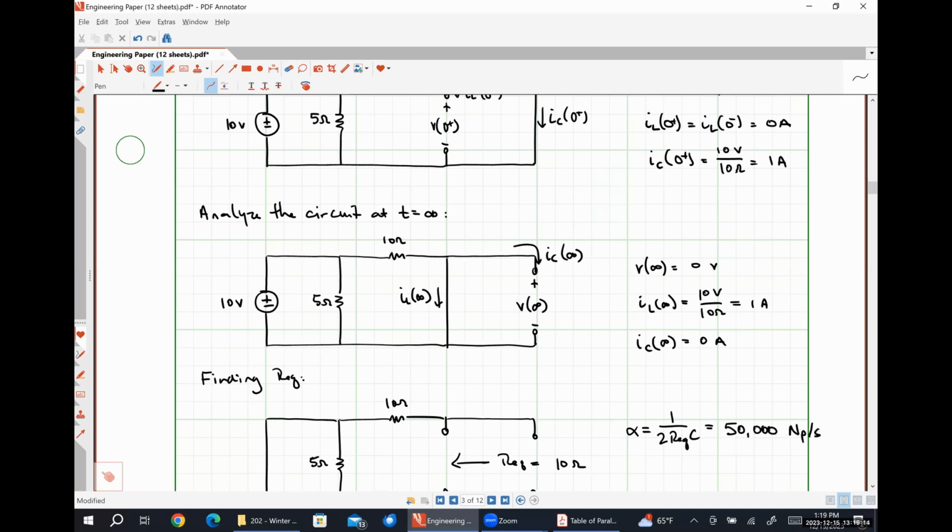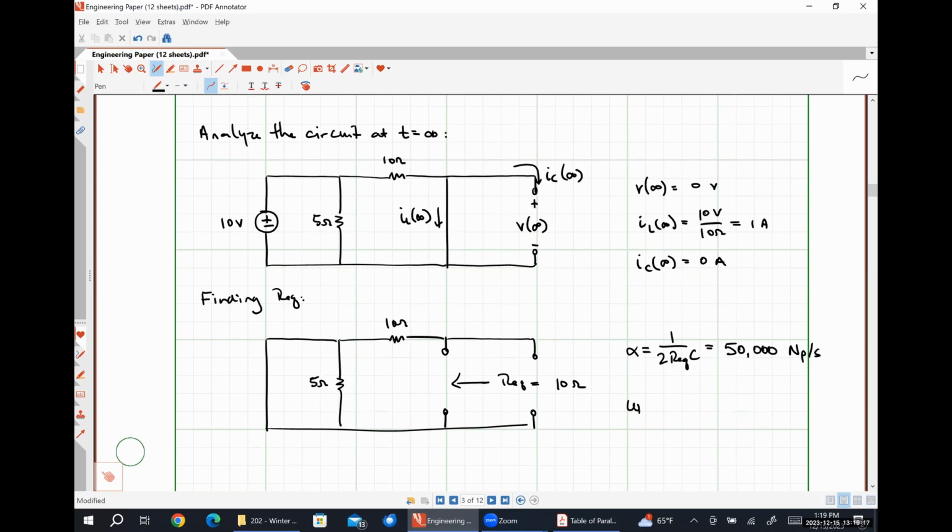Nepers per second. Omega naught is the square root of 1 over LC. So that's the square root of 1 divided by 1 times 10 to the minus 3 multiplied by 1 times 10 to the minus 6. And I get 31,622 and some change. Let's call it 623.